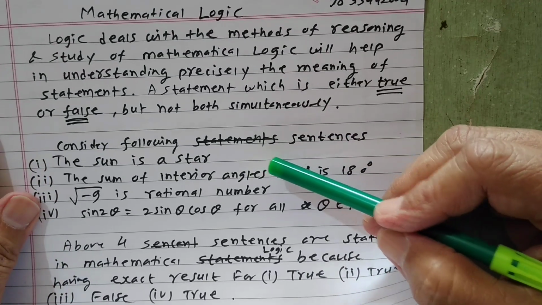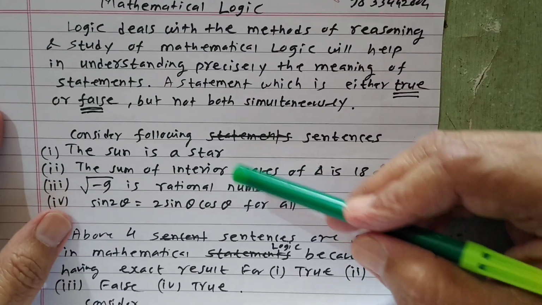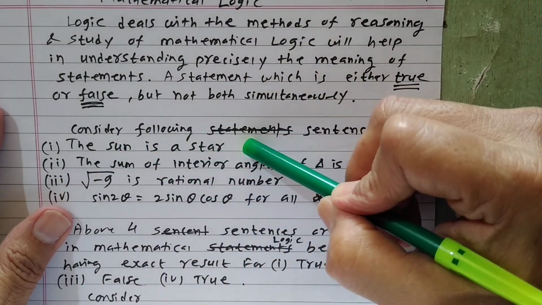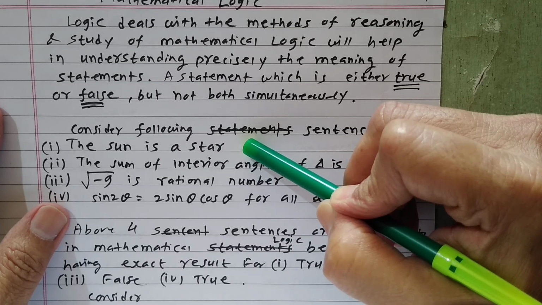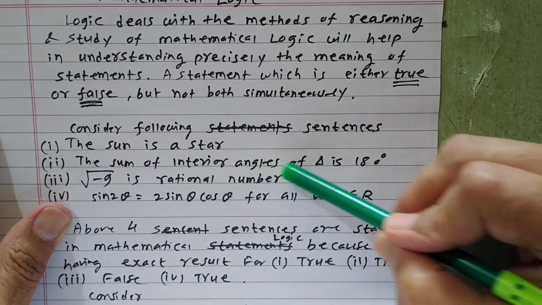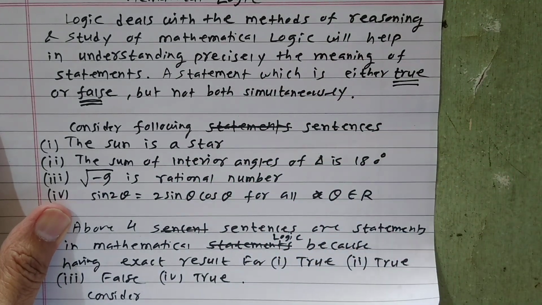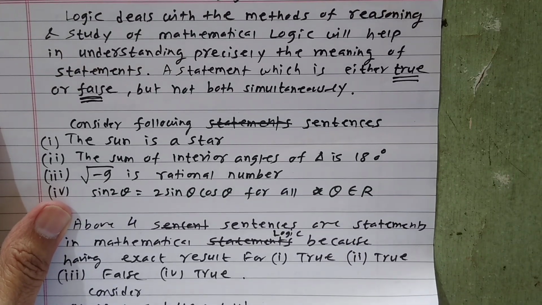Consider some following statements. The sun is a star. Now this is a correct statement. Therefore the answer for this statement is true, or capital T. Truth value is capital T. The sum of interior angles of a triangle is 180. That is a correct statement. Therefore again the answer for this statement is capital T.